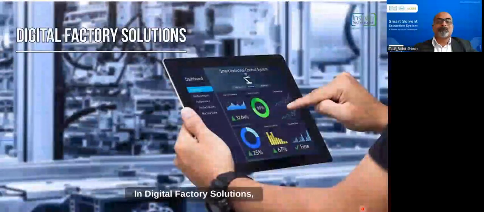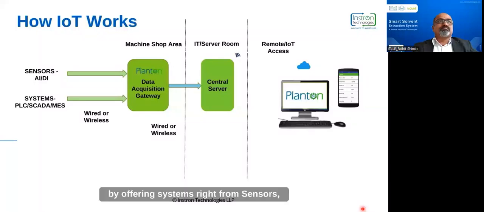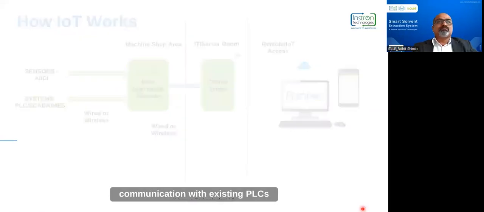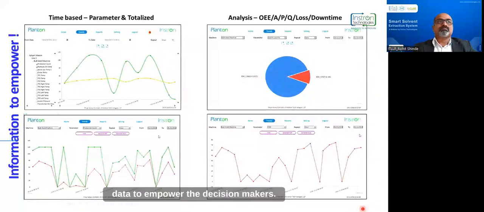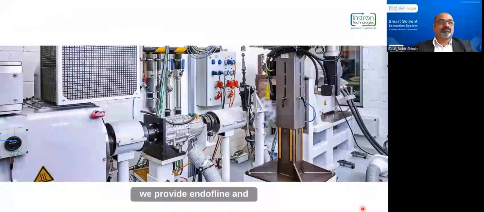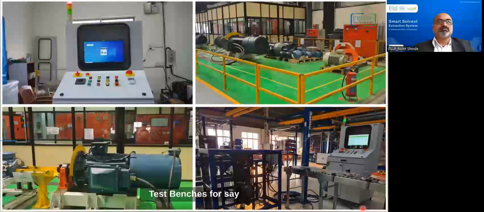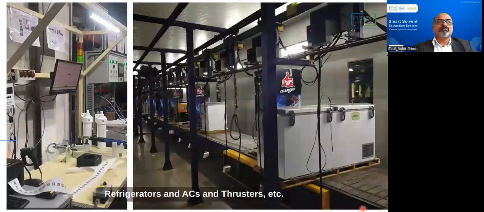In digital factory solutions, we help customers monitor their critical parameters on the go by offering systems right from sensors, communication with existing PLCs, and then giving authentic data to empower the decision makers. And in test bench systems, we provide end-of-line and performance evaluation test benches for, say, electrical motors, appliances like refrigerators and ACs, and thrusters, etc.